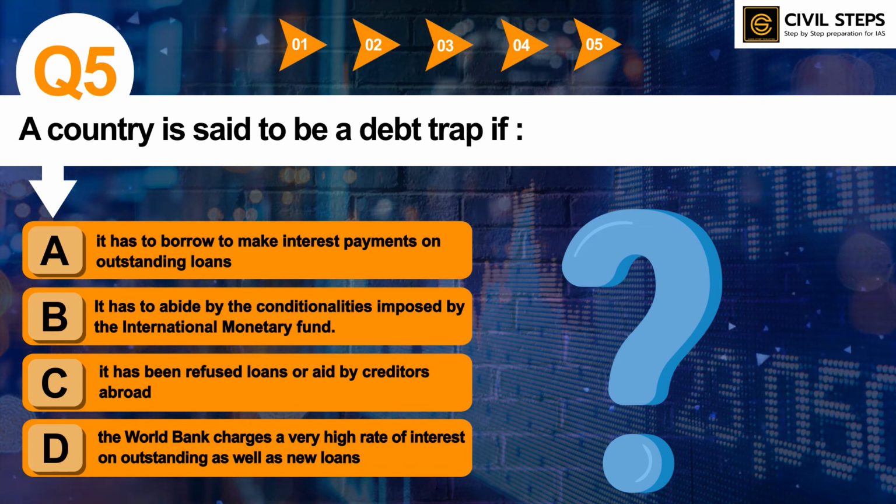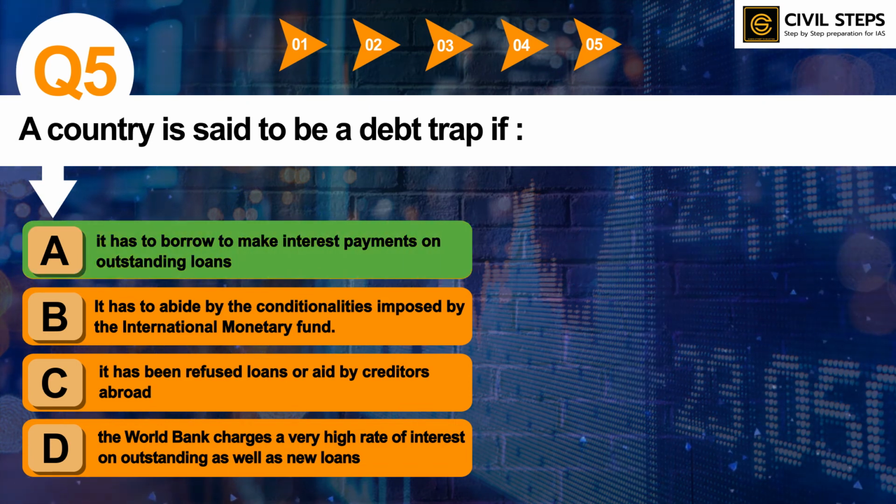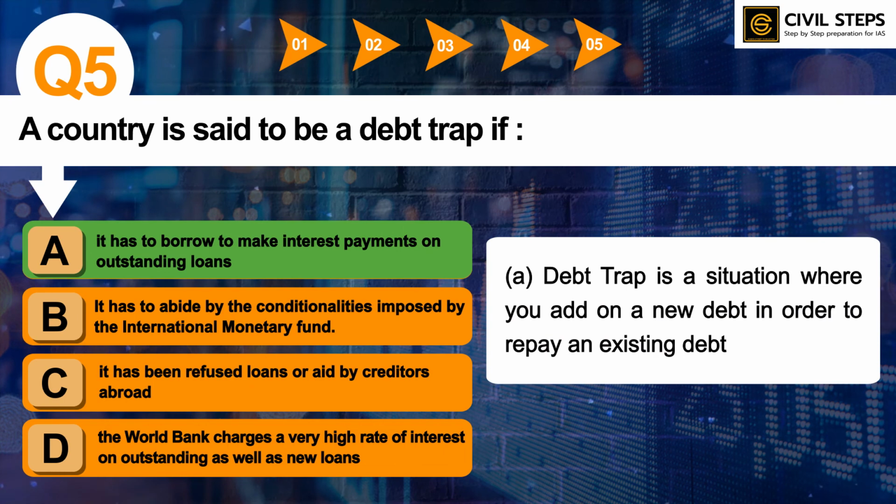So the answer of this question is option A, it has to borrow to make interest payments on outstanding loans. So debt trap is a situation where you take on new debt in order to repay an existing debt. So this was all about today's video. You can also read about the other three options, which are not the part of this answer.